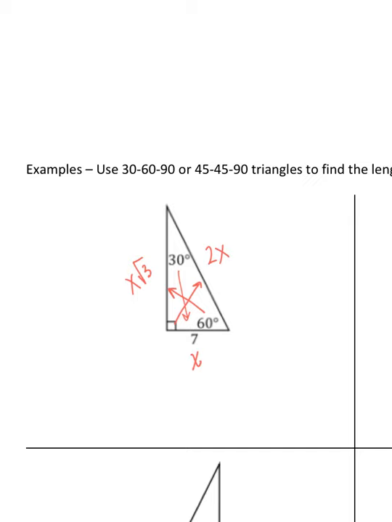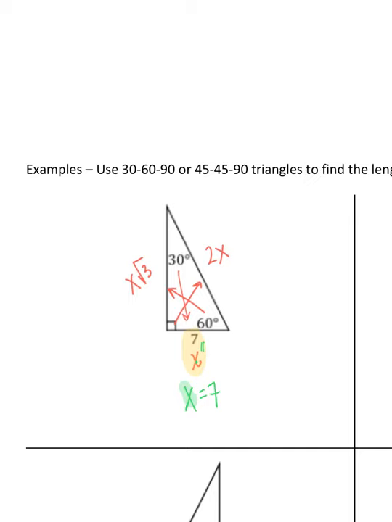Then you're always going to be given at least one side. So I'm going to look at this triangle and I'm going to notice, oh, I'm given the side that is labeled x. This is the easiest style. We know that that x is equal to 7. You take whatever that label is and set it equal to the value that is given to that side. So we know that x equals 7.